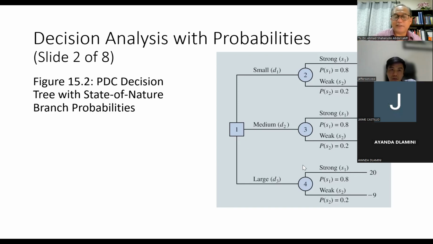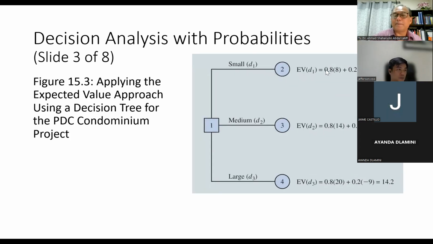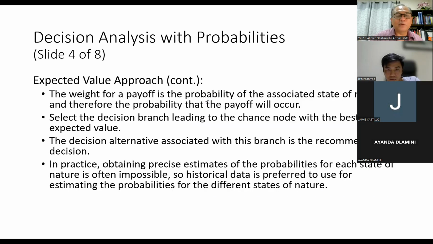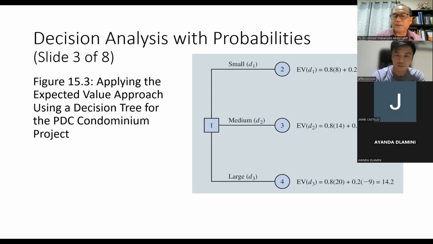In this case study, all are similar. In order to calculate the expected value, you do a weightage: you multiply them, 0.8 times 8 plus 0.2 times 7. The 8 is the payoff for strong demand for the small project of 30 condos. You multiply and get 7.8, 12.2, 14.2. So this is the expected value approach, and you can see the expected value for decision 3 is highest, about 14.2.